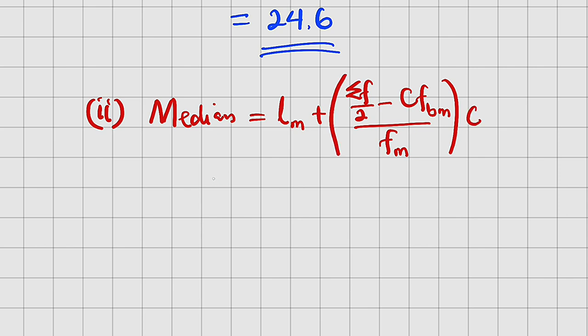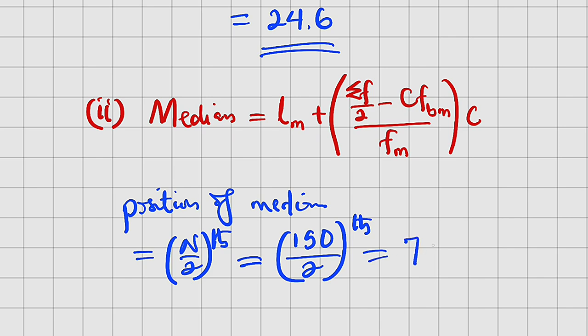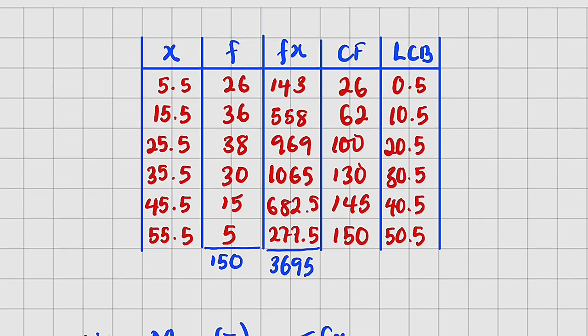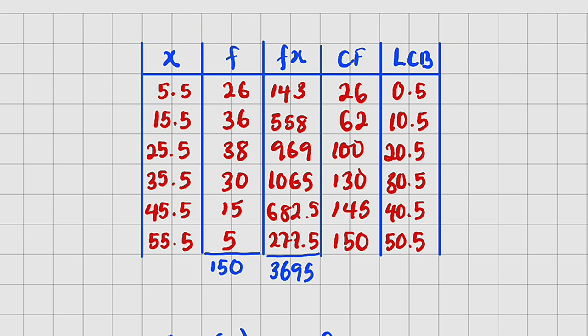So let's substitute. First of all, we need to locate the median class. The position of the median is equal to n divided by 2, and our n is 150. Remember, that is summation of f. If you divide it by 2, you have to get 75. So 75th position. So let us locate it using the cumulative frequency. So you have to find out where 75 lies.